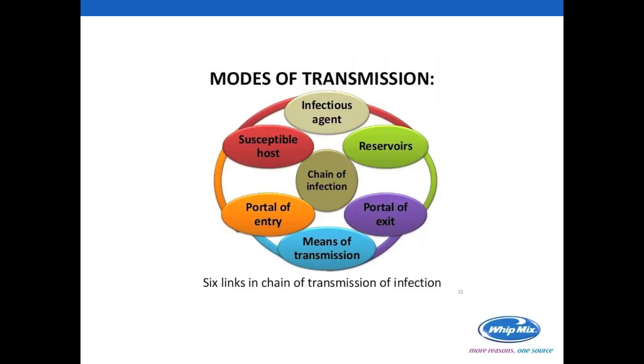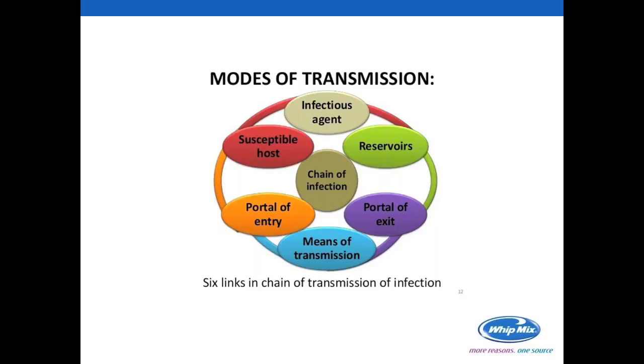All right, now let's talk about the 6 links in the chain of transmission of infection. We'll start up here at the very top. There's an infectious agent of some type, okay, one of these pathogens. It exists in some kind of a reservoir. In other words, there's a place where it can live and replicate and continue to exist where it's not in danger.